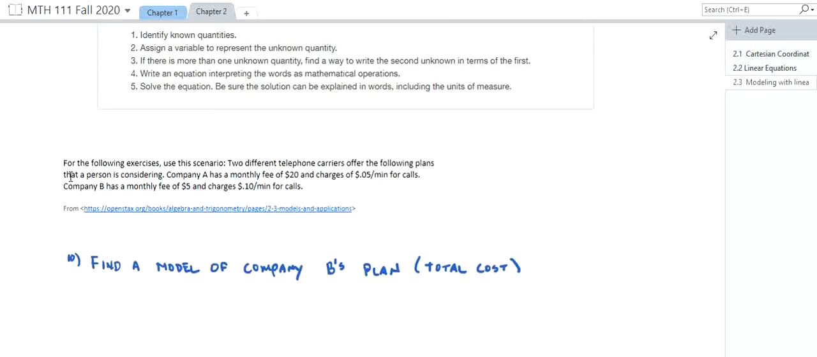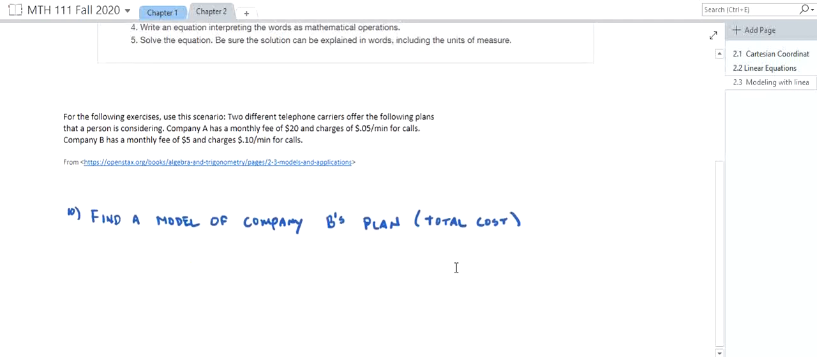So I pulled this from the exercise section. For the following exercises, use a scenario. Two different telephone carriers offer the following plans that a person is considering. Company A has a monthly fee of $20 and charges 5 cents a minute. Company B has a monthly fee of $5 and charges 10 cents a minute for calls. So I'm going to start here with question 10. It was find a model of Company B's plan. So how will we proceed here?